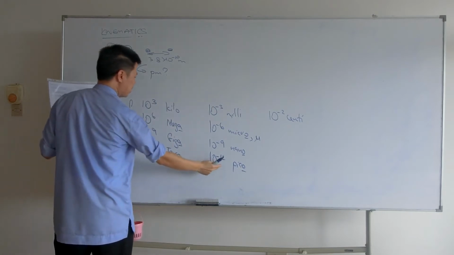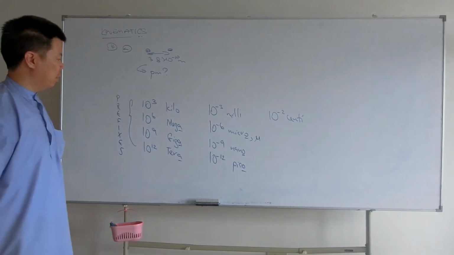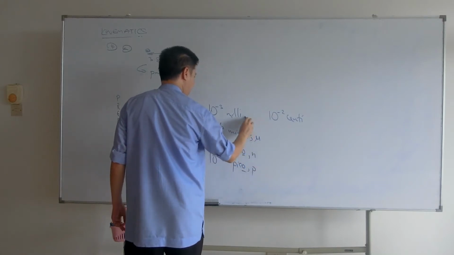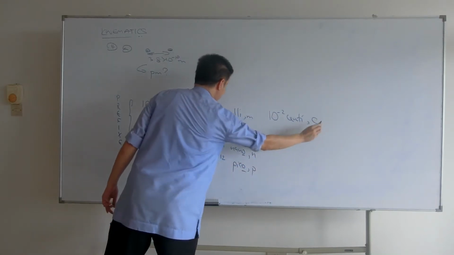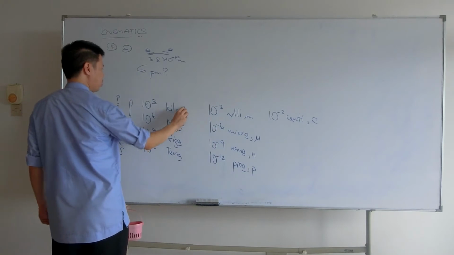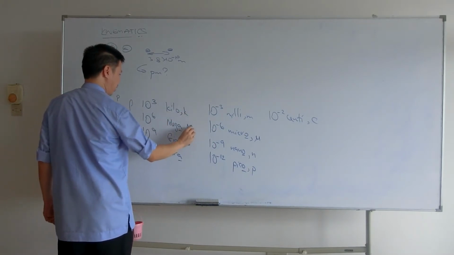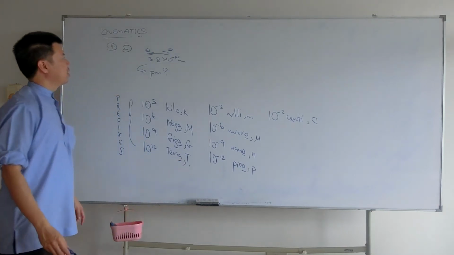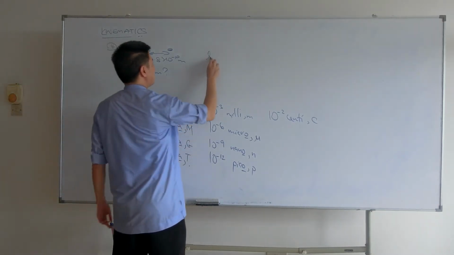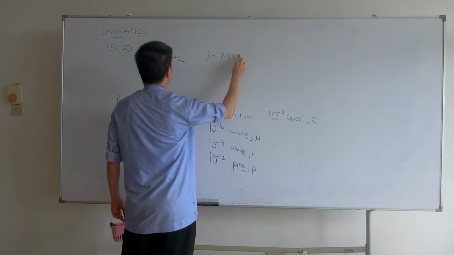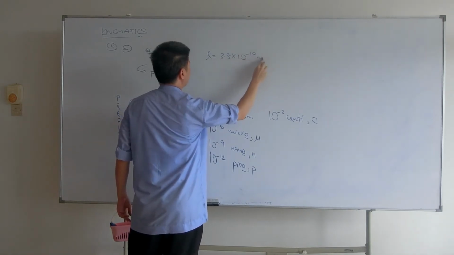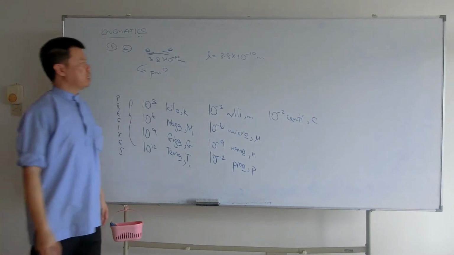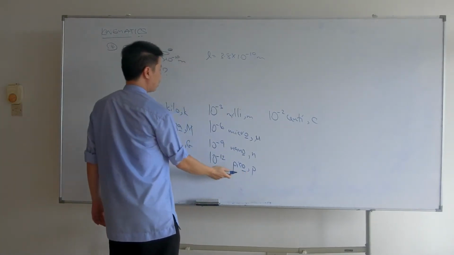Pico here is 10 to the minus 12, given by symbol p; nano is n, milli is m, centi is c. In case you're wondering, kilo is small k, mega is big M, giga is big G, tera is big T. So we know length is 3.8 times 10 to the minus 10 meters. We want pico. What is pico? Quite easy. It's 10 to the minus 12.